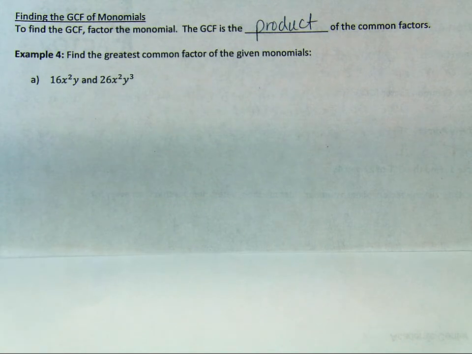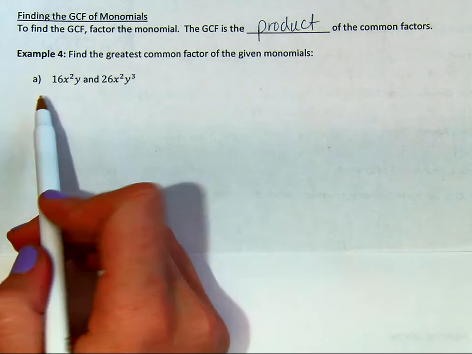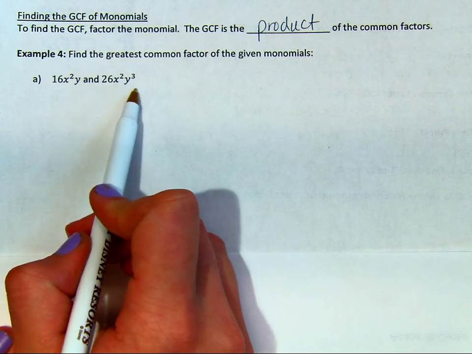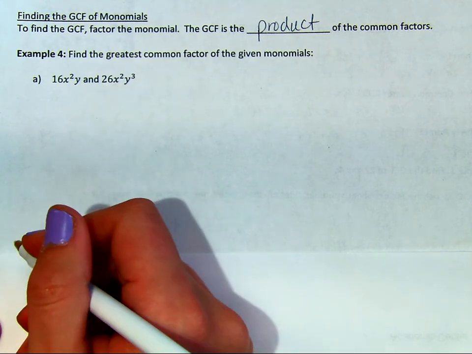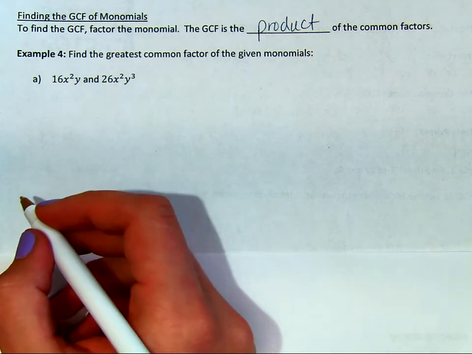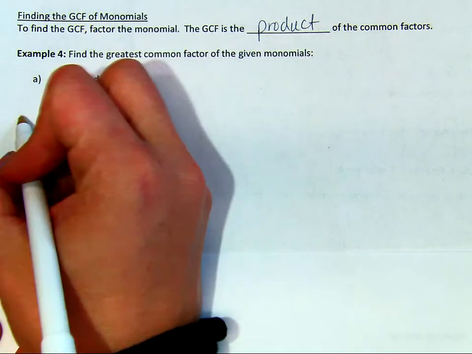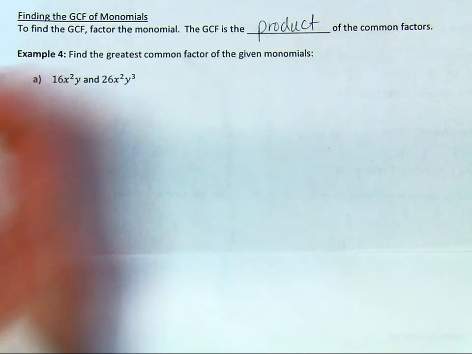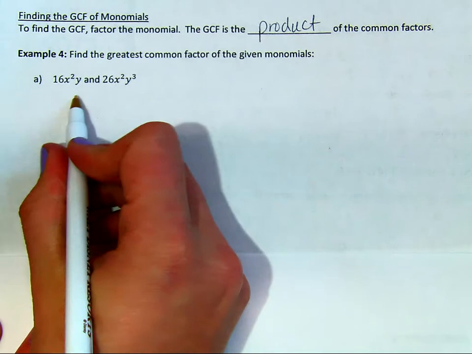Find the greatest common factor of the given monomials. So I have 6x squared y and 26x squared times y cubed. We've talked about factoring monomials before in a previous section. So to factor, first I'm trying to expand each of the monomials as much as possible.